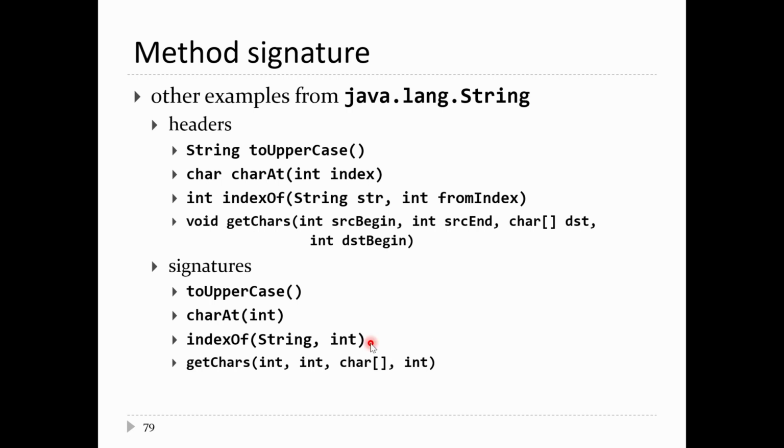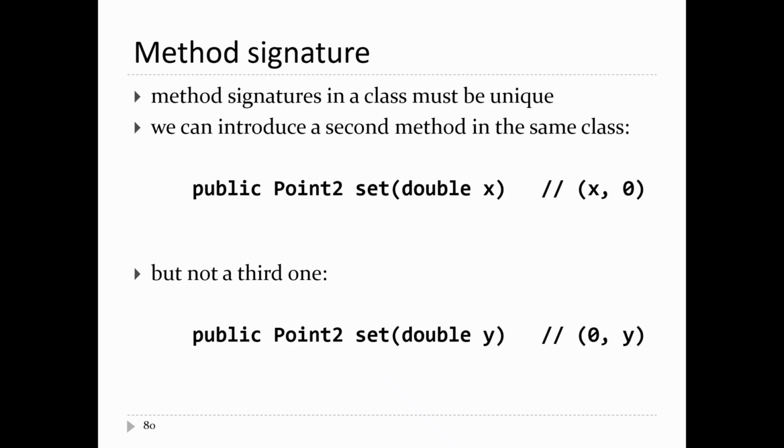There is another indexOf method, right? So there's an indexOf method that takes in a char, right? So there would be another signature inside the class, indexOf round brackets char. So once again, signatures in a class must be unique.